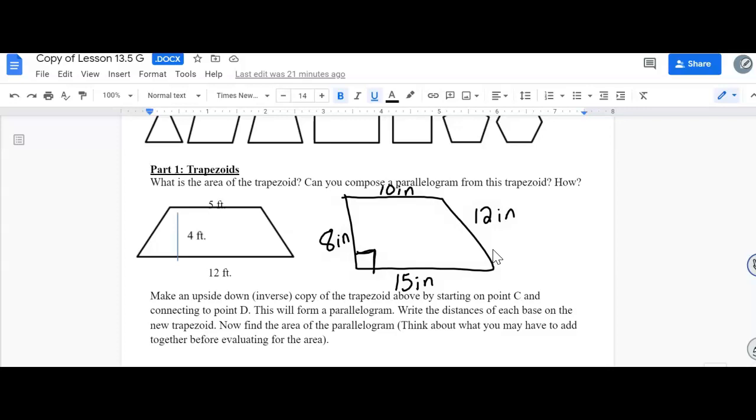Okay, we want to try to find the area of this trapezoid. Anyone have any idea what you could do? Okay, Nick. Base times height. What's the base? 15. What's the height? 8. So 15 times 8. But isn't that the formula for area of a rectangle? Is a rectangle and a trapezoid the same thing?